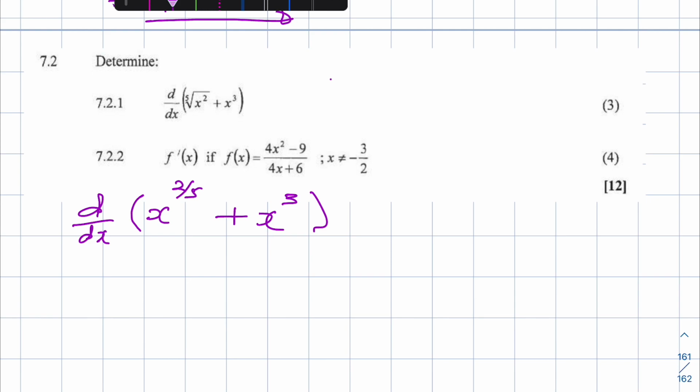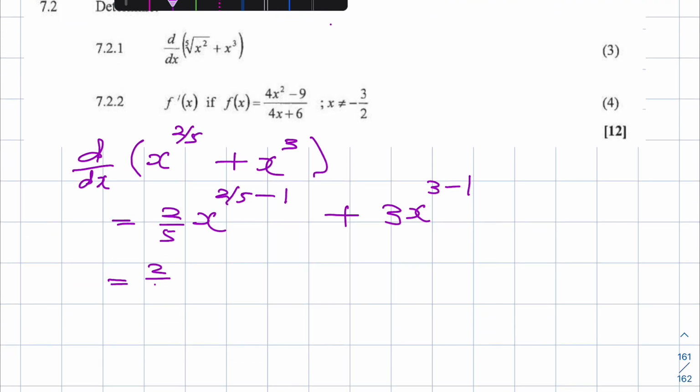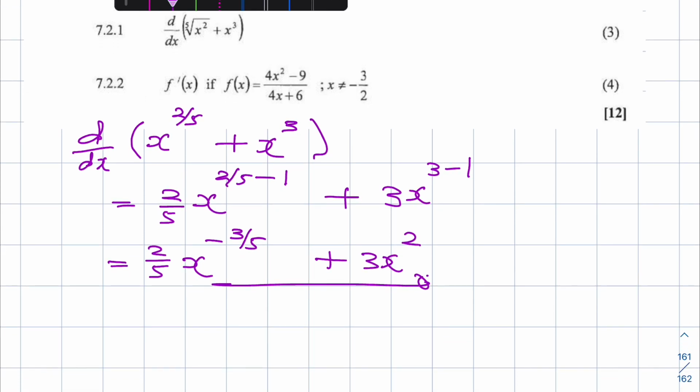So when we make a derivative of this, it's going to be 2 over 5 x to the power 2 over 5 minus 1, plus 3x to the power 3 minus 1, which will give us 2 over 5 x to the power 2 over 5 minus 1, to give you negative 3 over 5, plus 3x to the power 3 minus 1, which is 2. So that's the end of that question.